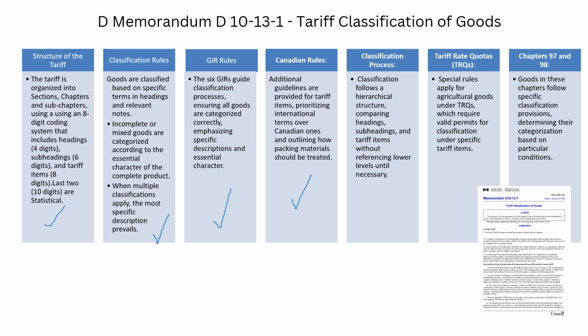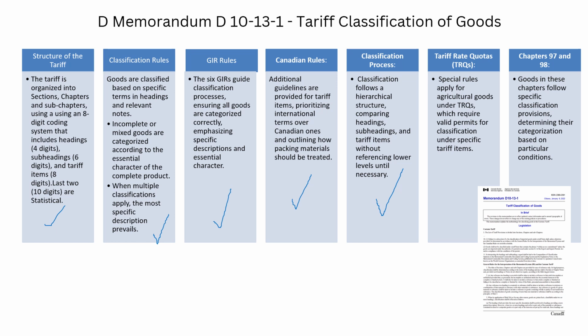Then the classification process they mentioned to follow is to go through the structure of the tariff, like how much manufacturer has to go into the section. Then go to the chapter, then move to the heading, subheading, until you get to the tariff item.